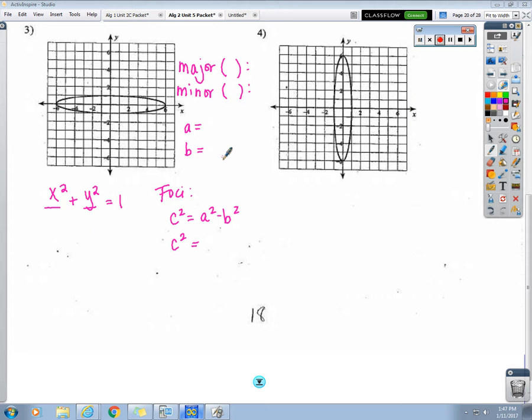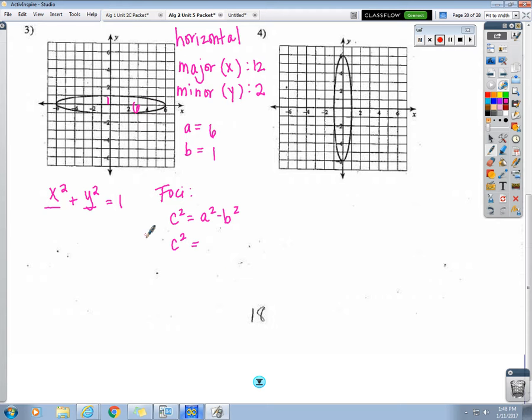Number 3. Is this horizontal or vertical? Horizontal. Which means the major axis is the x-axis, and how long is it? 12. The minor axis is the y-axis, and it's 2. And have y'all noticed that each time the A is just half of the major and the B is half of the minor? And if you want to, you can write it on there, 6 and 1, if it helps you.